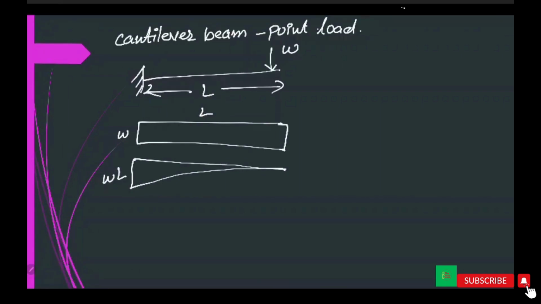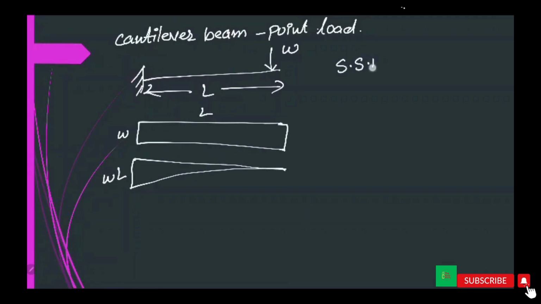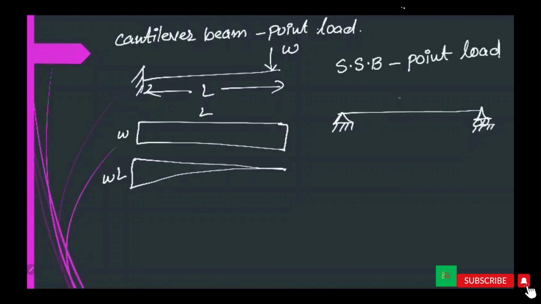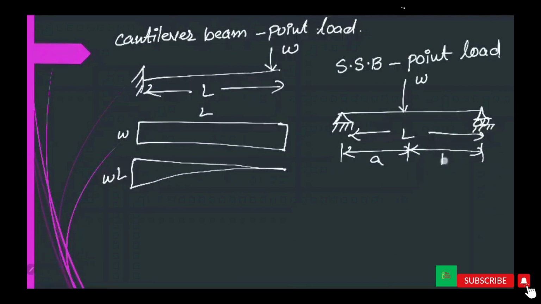For a simply supported beam subjected to a point load, simply supported beam which is subjected to a point load W. This is L and from this to this is A, remaining is B.